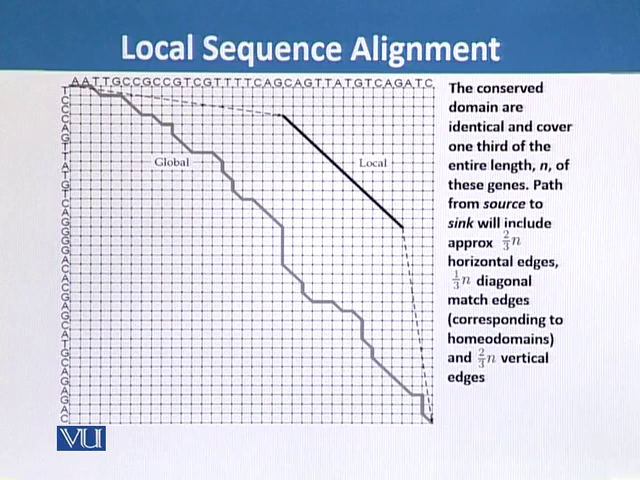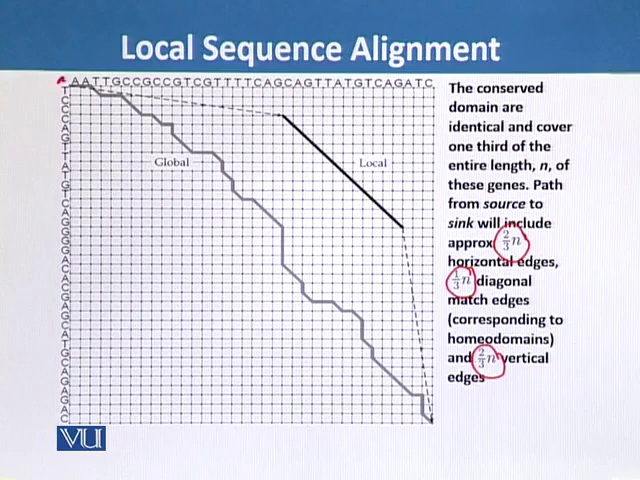This is the graphical representation of this local sequence alignment. We can see here that the conserved domains are identical and cover only one third of the entire length N of the gene. So the path from source to sink will include approximately 2/3 N horizontal edges, and 1/3 N diagonal edges, matches corresponding to the homeodomain, and 2/3 N vertical edges.